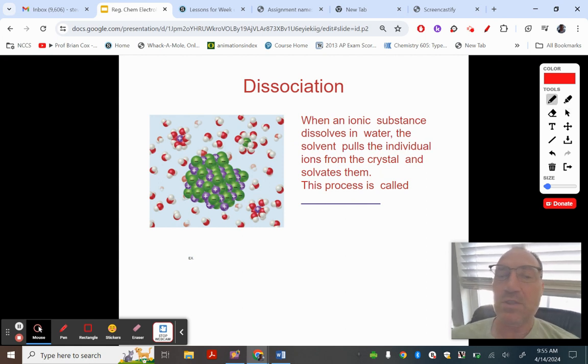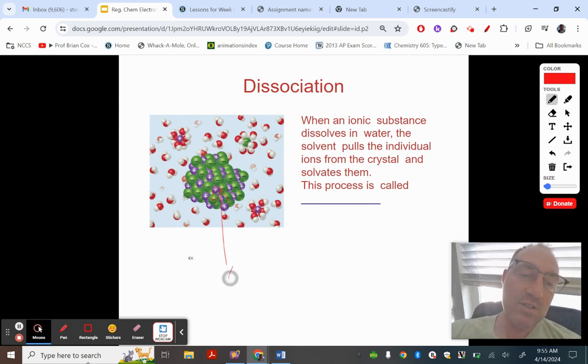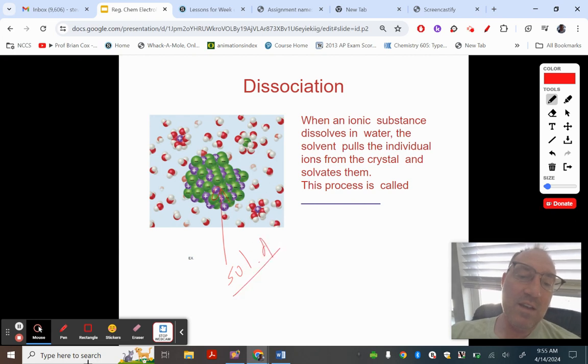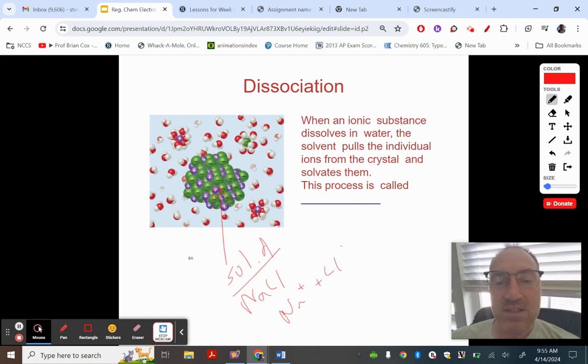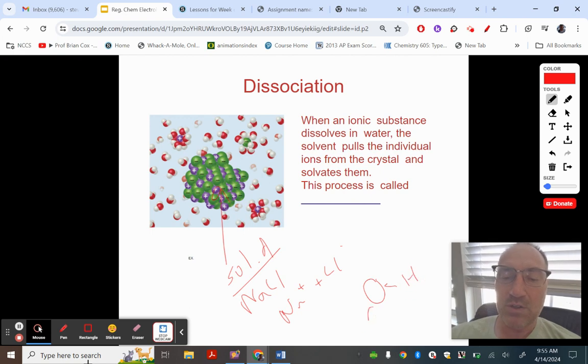And what we mean by dissociate is here's my solid salt. So this is my solid. And NaCl is made of ions. Those ions are Na+ and Cl-. And these ions are actually attracted to water because water has a polar structure.